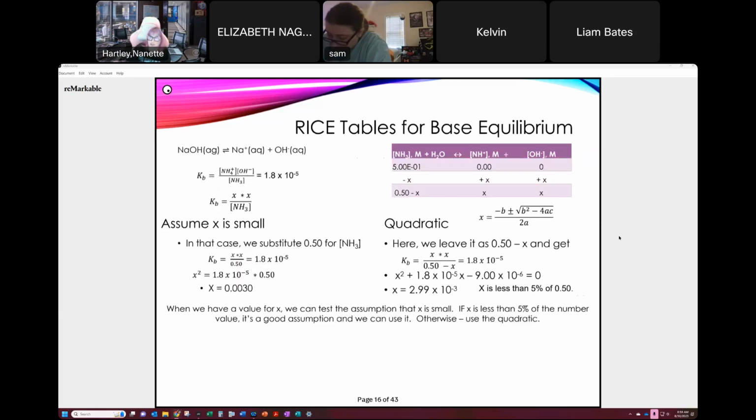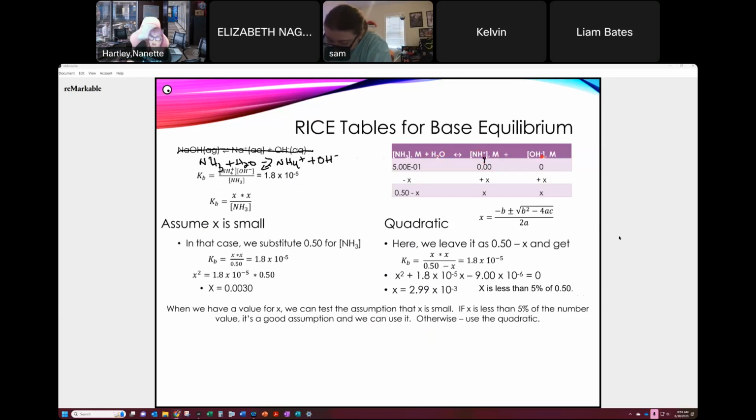So now we can look at a rice table for base equilibrium. Same kind of thing that we talked about before. Here we're going to talk about that, which is the wrong equation. So we're talking about NH3 reacting with H2O to give me NH4 plus, which is what's written in the table, plus OH minus. So that isn't what you see in this table right here. So NH3, NH4 plus, and that's a 4, it really is a 4 down here, and then the OH minus.